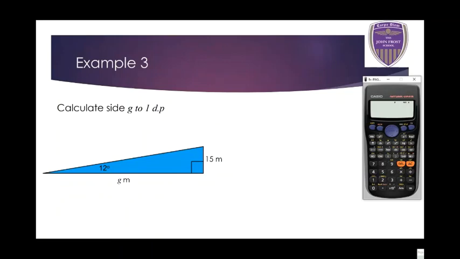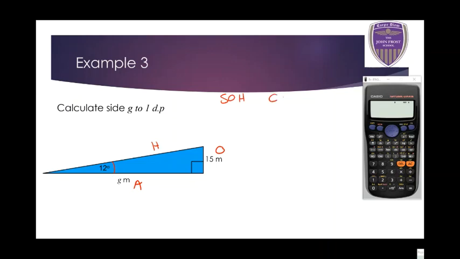So example 3 now, we need to calculate side G to 1 decimal place. So again, let's have a think about what sides we know, what sides we're trying to find. We've got our angle here. Opposite the right angle is the hypotenuse. Opposite the angle we know is opposite. And the adjacent side to the angle is A.